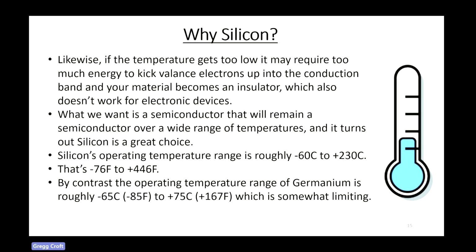It's not the only choice, but it is a very good choice. The operating temperature range of silicon is roughly minus 60 C to 230 C, and that's minus 76 Fahrenheit to 446 Fahrenheit, a very wide range. By contrast, the operating temperature of germanium is roughly minus 65 C to plus 75 C. Now that's still a pretty big range, but you can see the top end of the range, plus 75 C, is somewhat limiting.